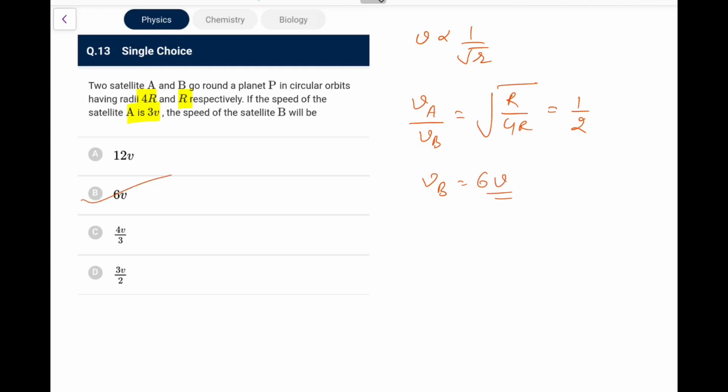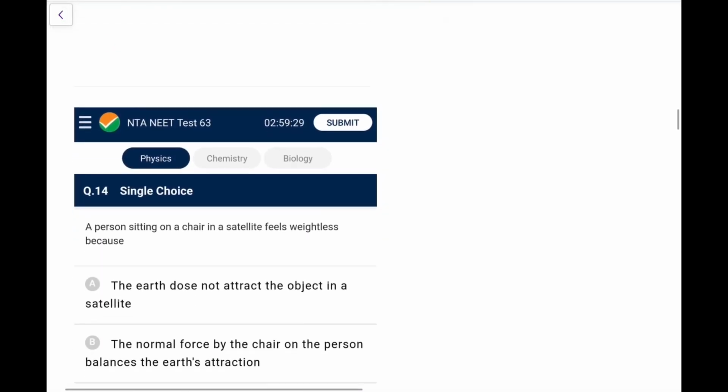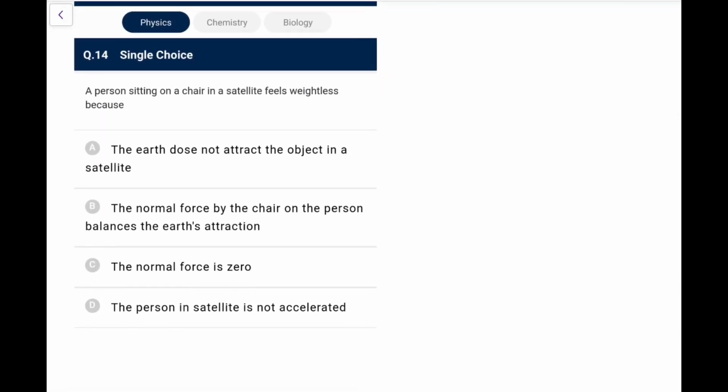The nearer one will have the higher speed. Now the next. A person sitting on a chair in a satellite feels weightlessness because it is orbiting and the complete mg is utilized in the revolution and no normal force is needed, because normal is 0, therefore you feel the weightlessness.